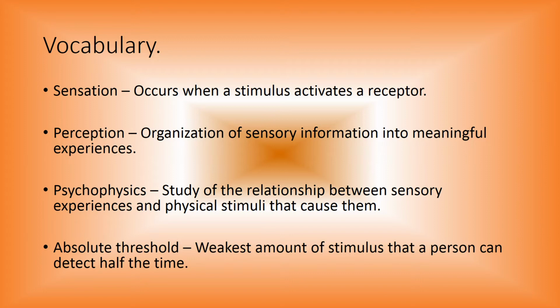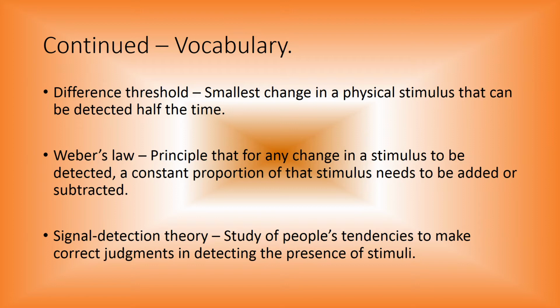Difference threshold: smallest change in a physical stimulus that can be detected half the time. Weber's law is a principle that for any change in a stimulus to be detected, a constant proportion of that stimulus needs to be added or subtracted. And signal detection theory: study of people's tendencies to make correct judgments in detecting the present stimulus.